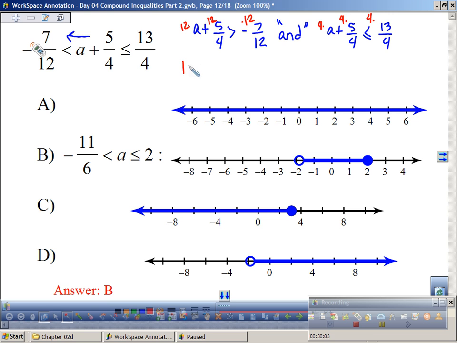So this becomes 12a. This becomes 3 times 5 is 15. Negative 7. And 4a plus 5 is less than or equal to 13.